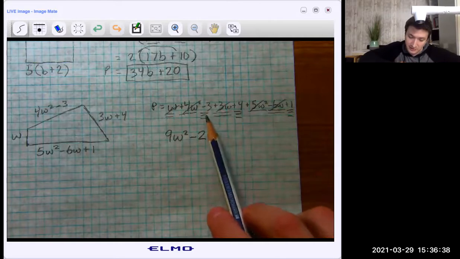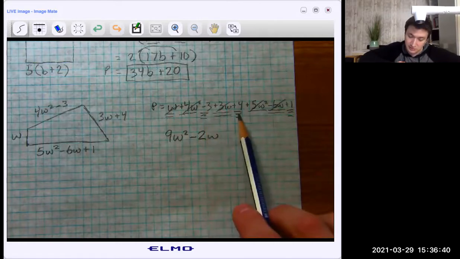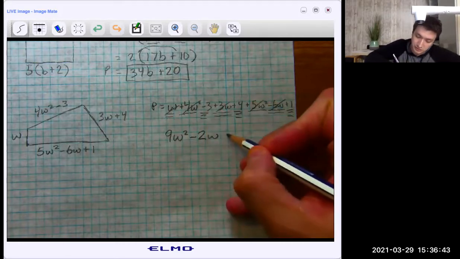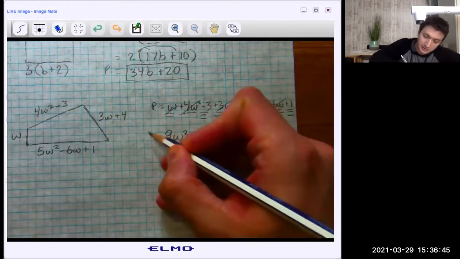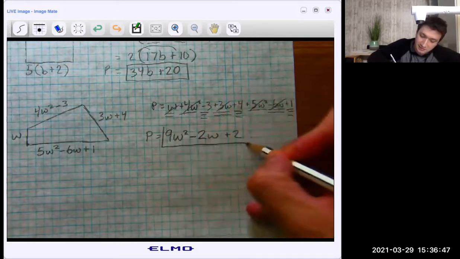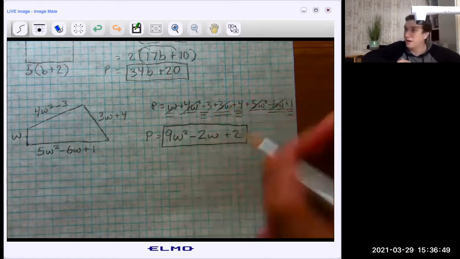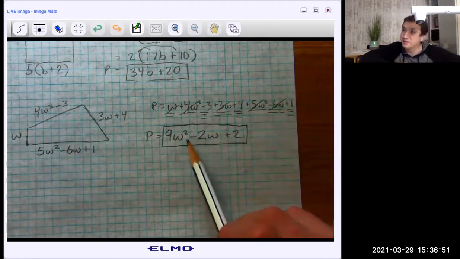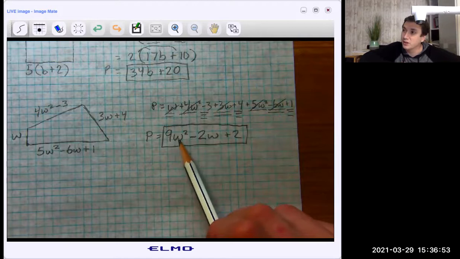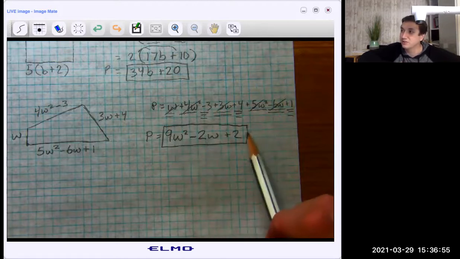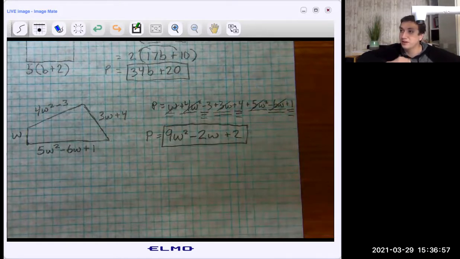And now I add my constants. Negative 3 plus 4 would be 1, plus 1 more would be 2. So the perimeter of this is this polynomial. And again, I can't do anything else with this because these are different terms. These are W squareds, these are W's, and these are just numbers, so they stand alone the way they are.